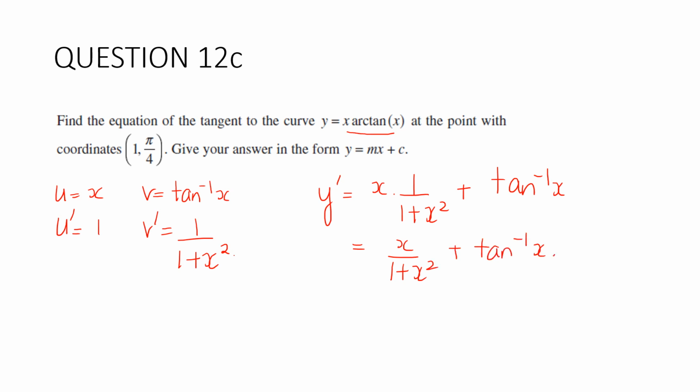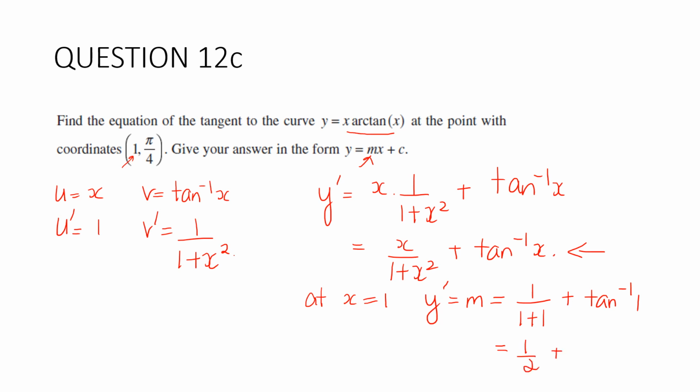Okay, we want to figure out what m is going to be. So we need to substitute in x is equal to 1, because remember, this here is the gradient of all the tangents to the curve. So if I want to find the gradient of a specific tangent, I need to say at x is equal to 1, y dashed, which of course is equal to m, the gradient of the line, is going to be, I'm just substituting the 1 in, 1 over 1 plus 1 plus inverse tan of 1. So what is that? That's a half plus inverse tan of 1, that's pi on 4.